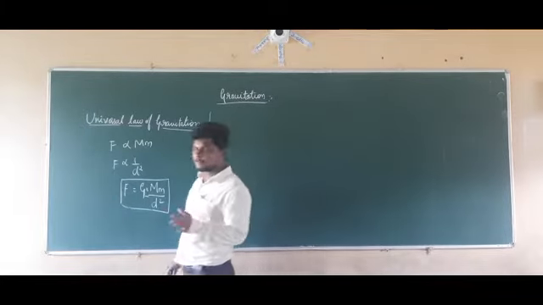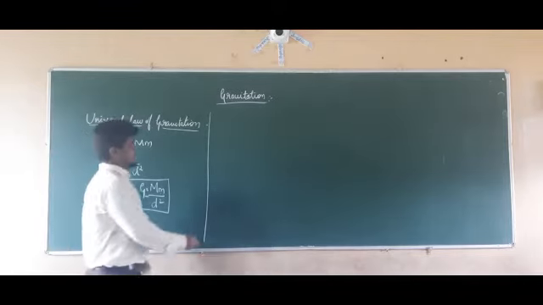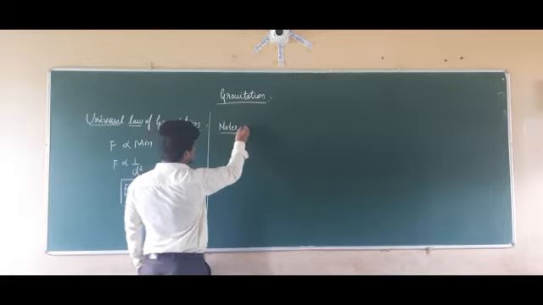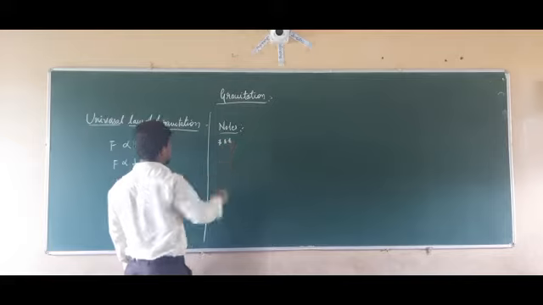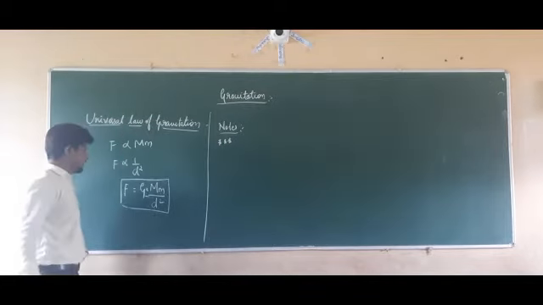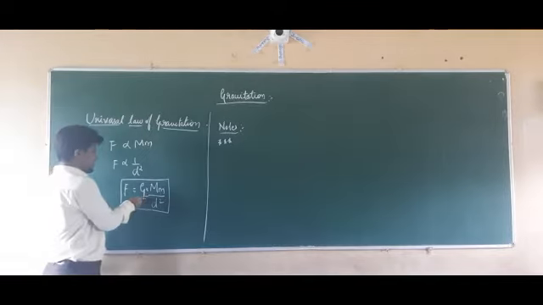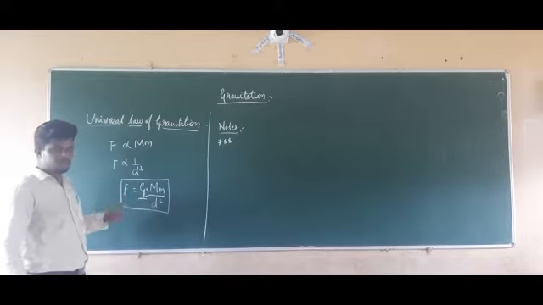Now we are going to discuss some important points related to the universal law of gravitation. So let us take it as notes. The first point: F is directly proportional to M into M. Since G is constant, it doesn't have any effect on the gravitational force. That is nothing but the magnitude of the force.